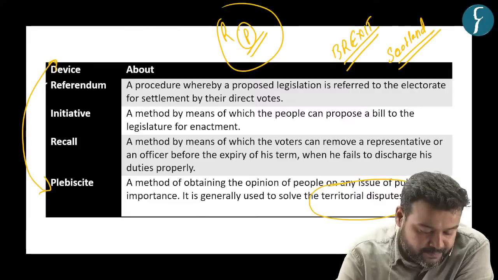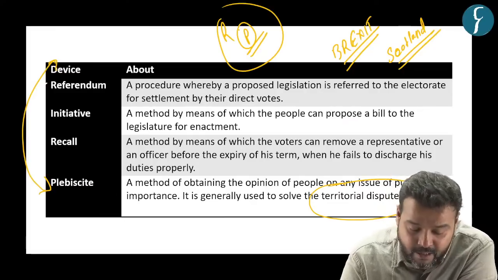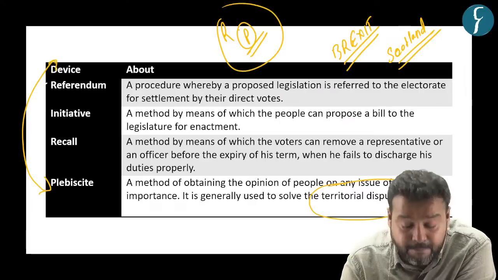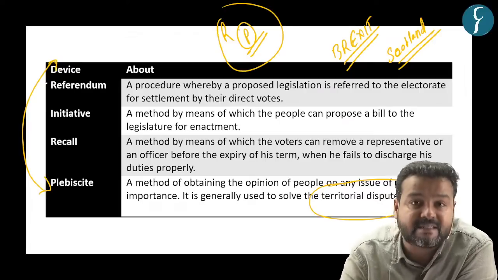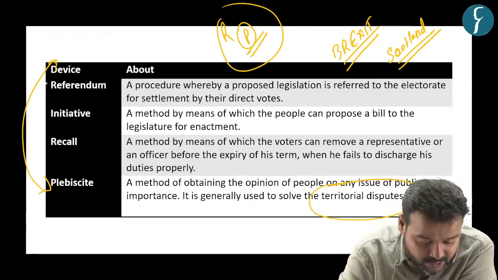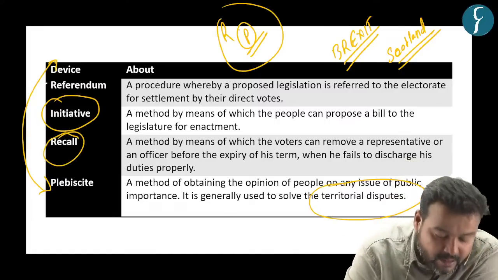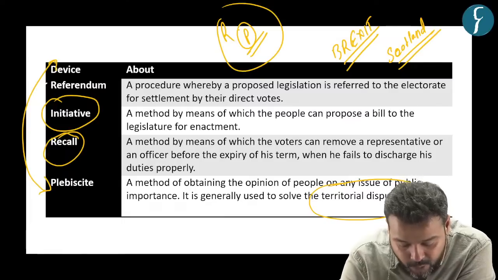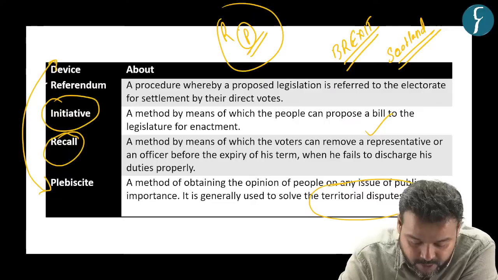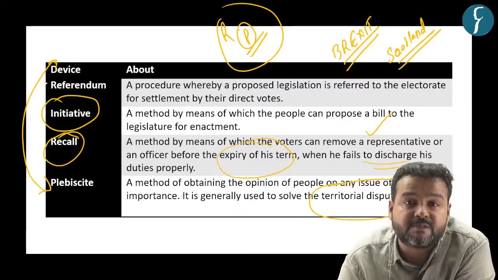So this is clear. Now take up the two other key terms, that is initiative and recall. Initiative is the method by means of which the people can propose a bill to the legislature for enactment. People will propose a bill. So this is initiative. They are taking the initiative. Now recall, as the name suggests, voters can remove a representative or an officer before the expiry of his term when he fails to discharge his duties properly.